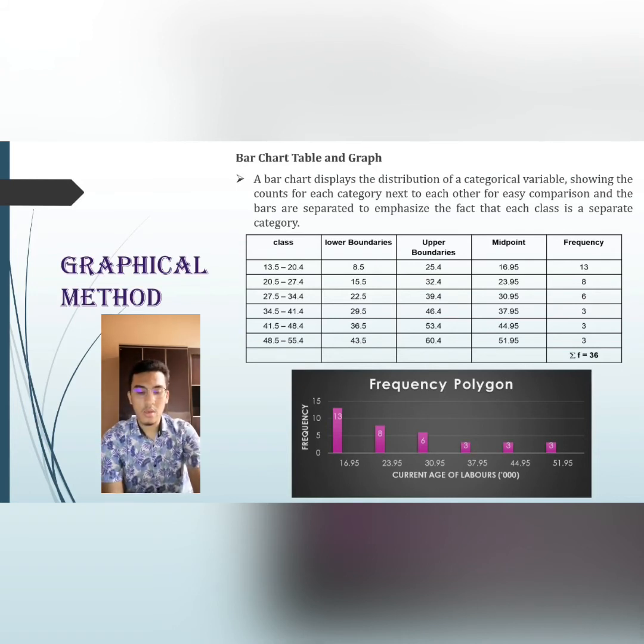The bar chart, in contrast to the histogram, has lower boundaries and upper boundaries. Below shows the table and graph. That's all.